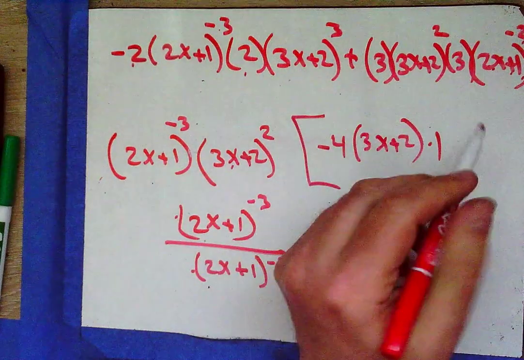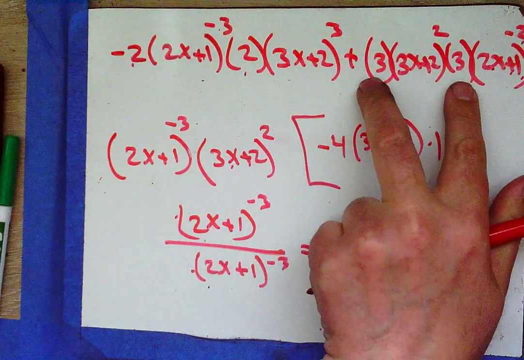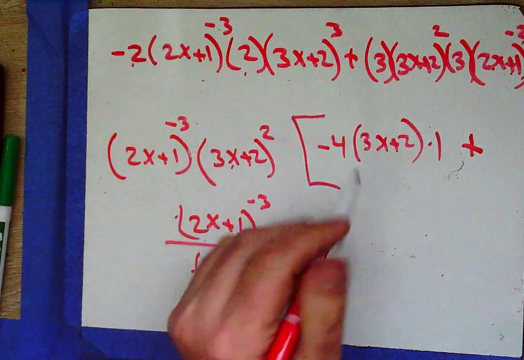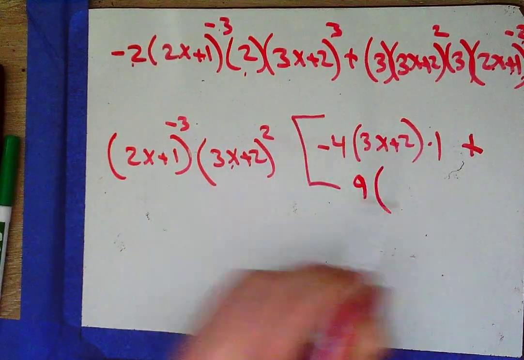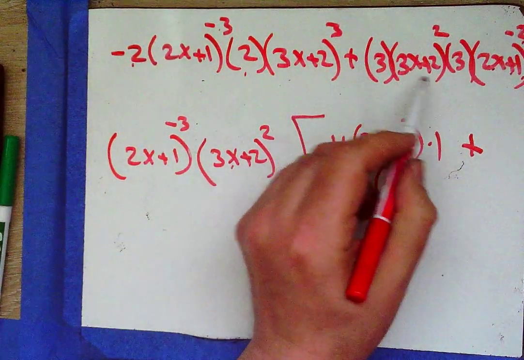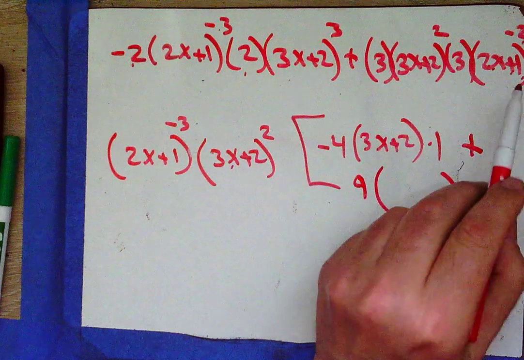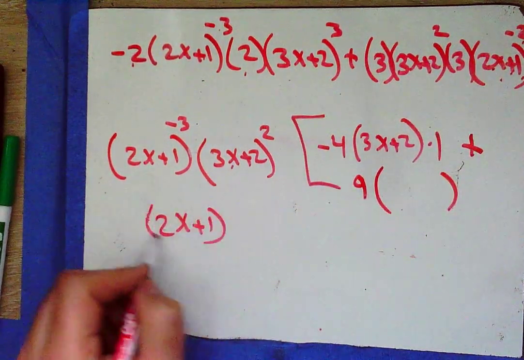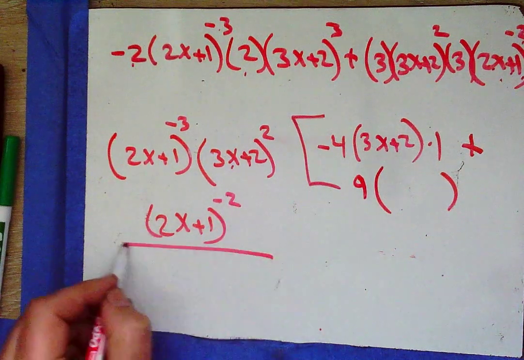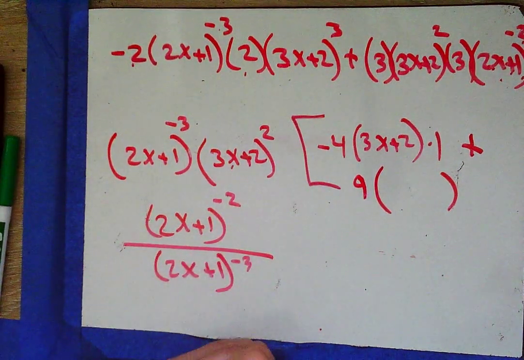Now I come to my plus sign, and what's left over here? Well, that 9 is still there because we didn't take out any constants. So I've got 9. Now, we took out 3x plus 2 squared. Here's a 3x plus 2, so that's gone. And what about here? 2x plus 1 to the minus 2 divided by 2x plus 1 to the minus 3.